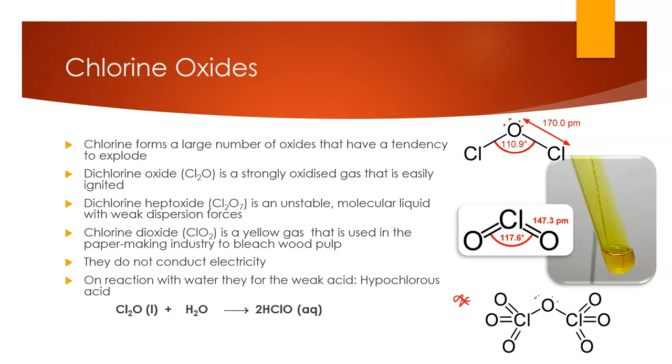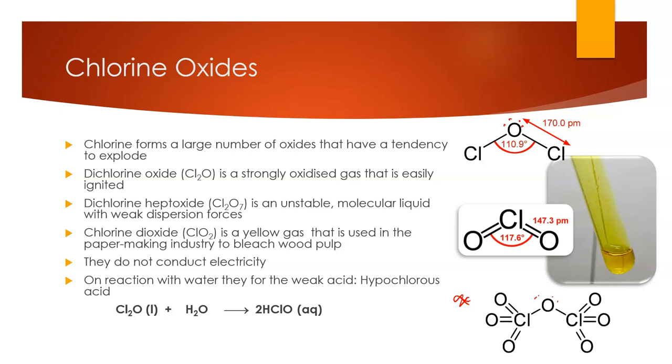Chlorine dioxide, where we have chlorine in the middle of 2 oxygens, remembering there will still be lone pairs on the chlorine, so it will also have a bent shape, is a yellow gas that is used in paper making to essentially bleach wood pulp. This has a bond angle of around 117.6.